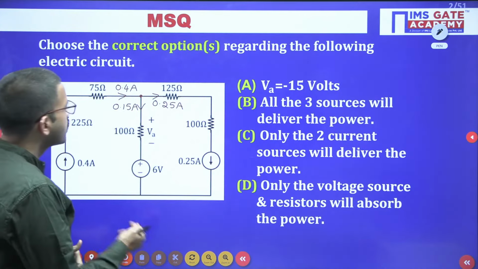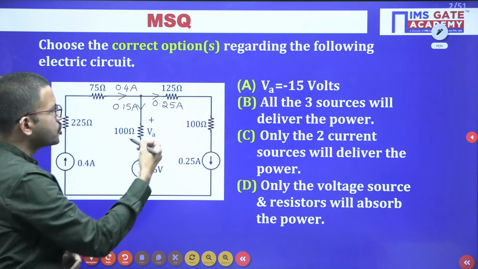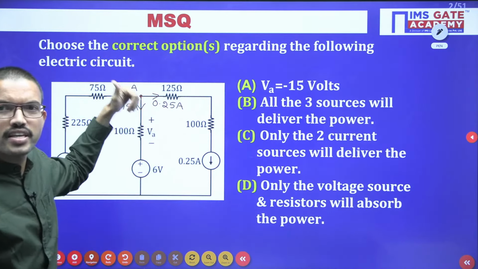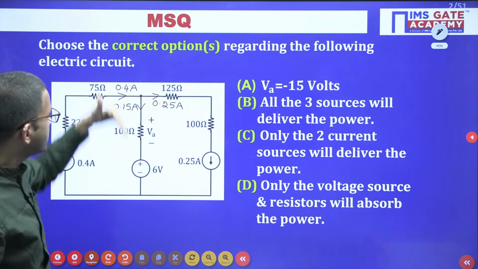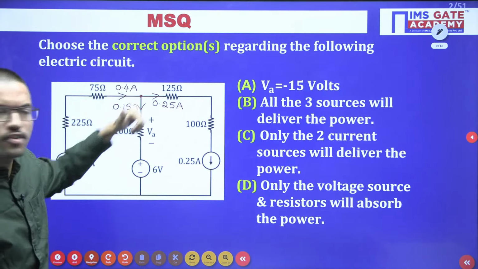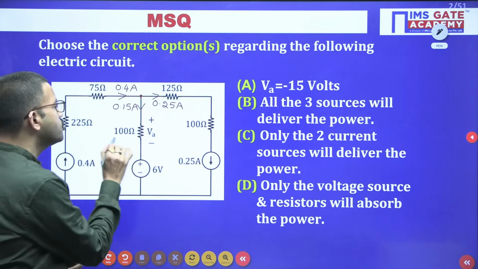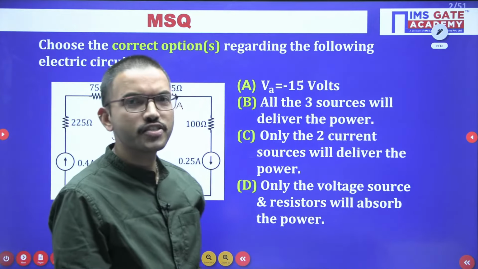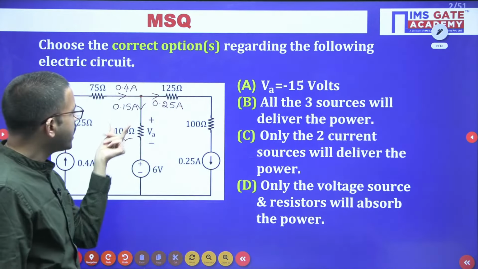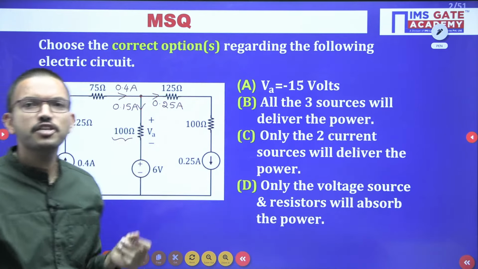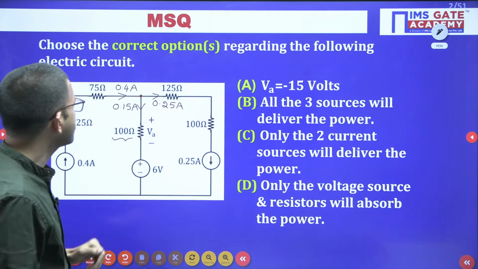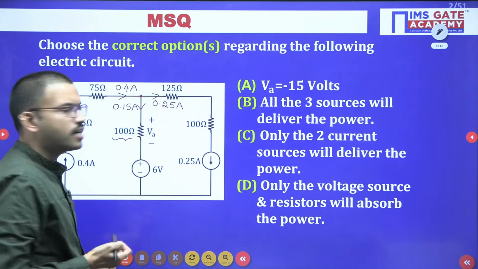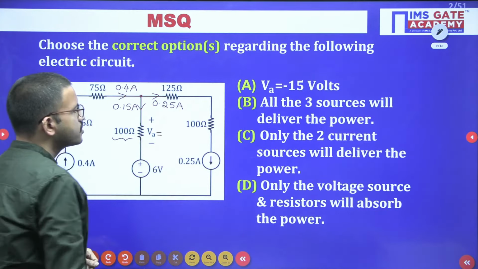Now, in this particular branch, do you know how much current is flowing? Yes, very good, Ritin. In this branch, 0.15 ampere is flowing. You know the current flowing and you know the resistance value, right? Yes, very good, Manoj. Once you know the current and the resistance value, by using Ohm's law, you can calculate the voltage across this resistor.